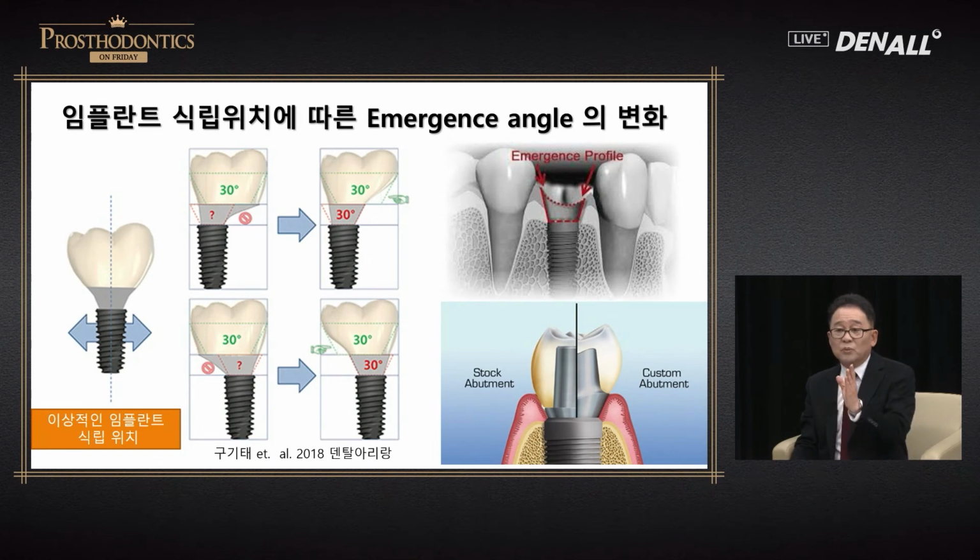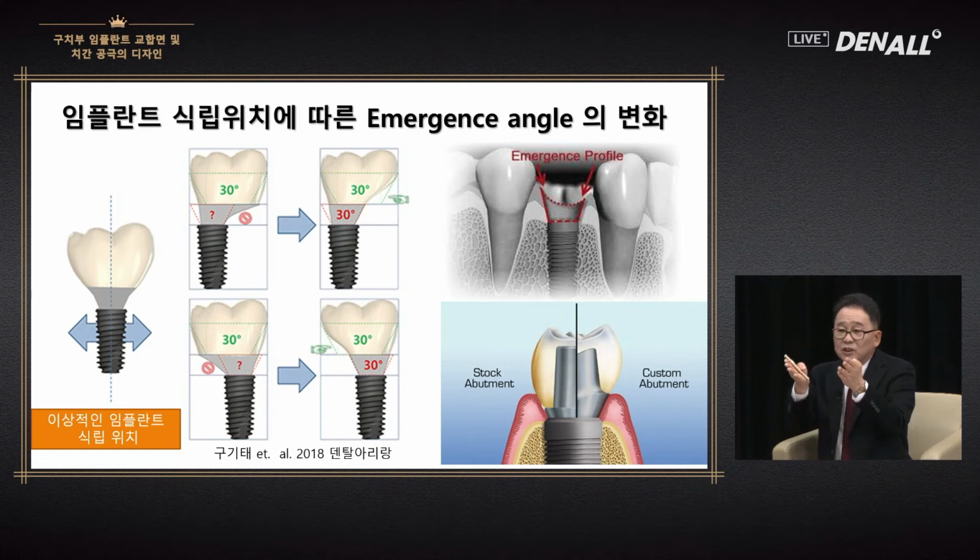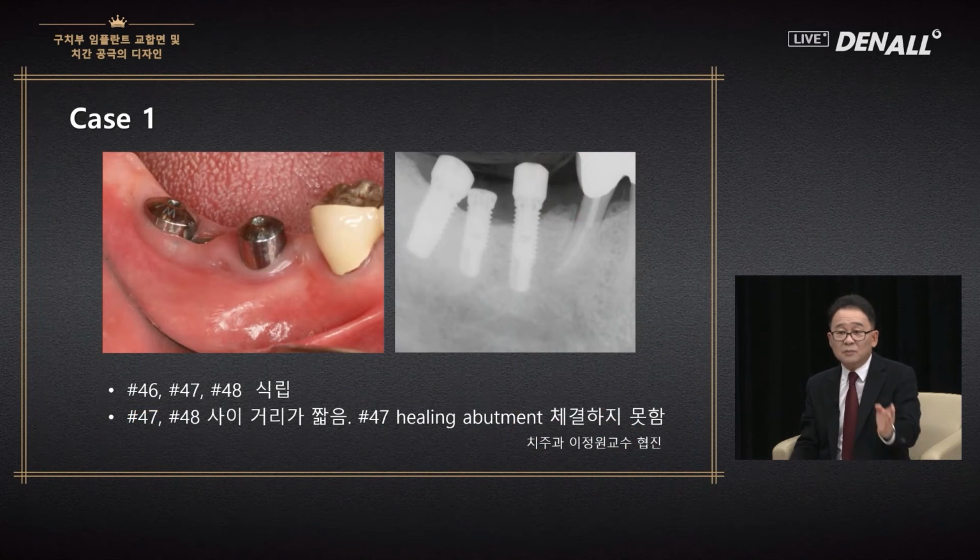Ideal implant placement positions: the emergence angle should be more than 30 degrees. Regarding the implant placement, they can be tilted on both sides, so at least there should be 30 degrees for the emergence profile. That needs to be remembered. Using a custom abutment, it can be raised. So a custom abutment would be better than a stock abutment.